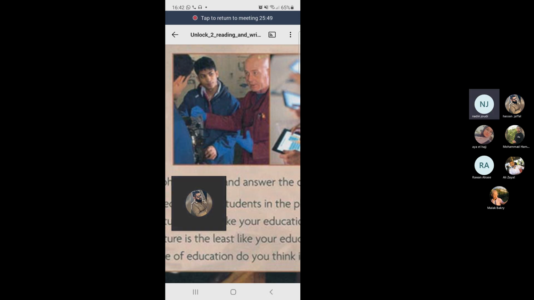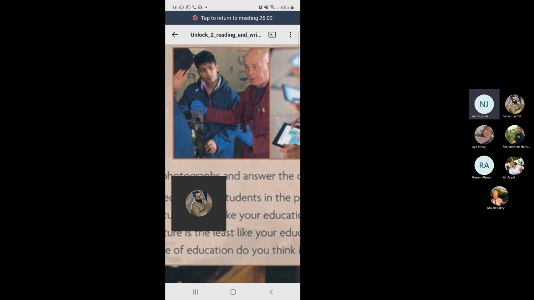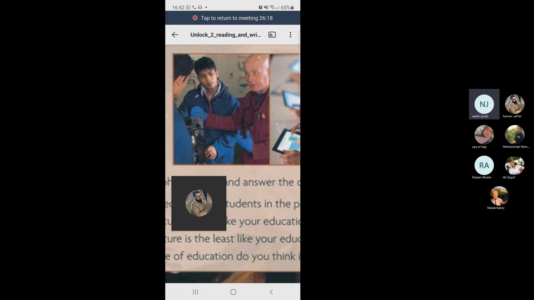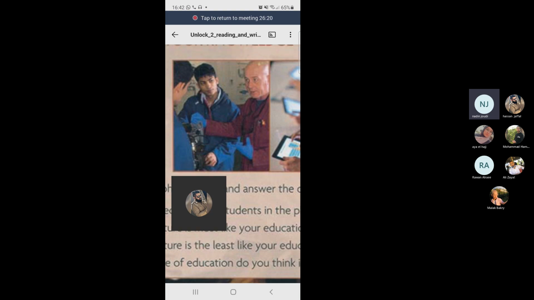So yes, they are wearing uniforms, but they are not wearing ties. They are not sitting at desks. They are working. It seems it's a workshop, and they are conducting an experiment. They are wearing a blue uniform. It seems informal because they are hard workers and they have to work.